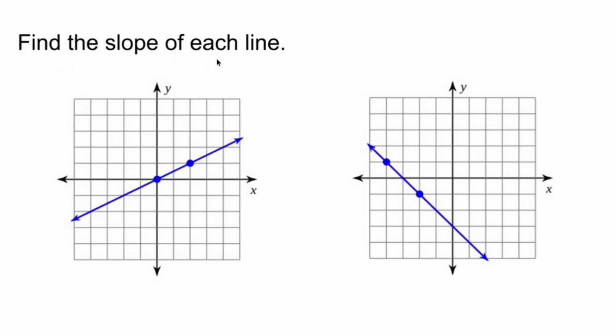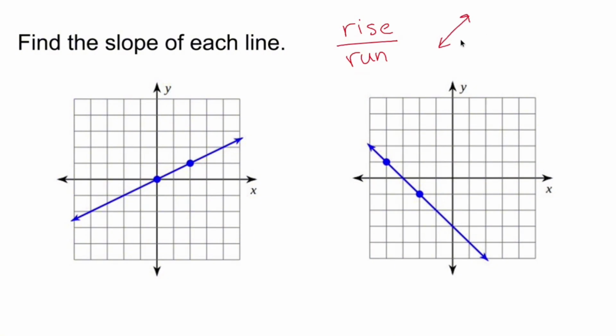Find the slope of each line. The slope is determined by calculating the rise over run. And literally what you do if you're given a graph with 2 points on it is you determine how far you go up and how far you go over. But there's two other things that we have to be careful of too.